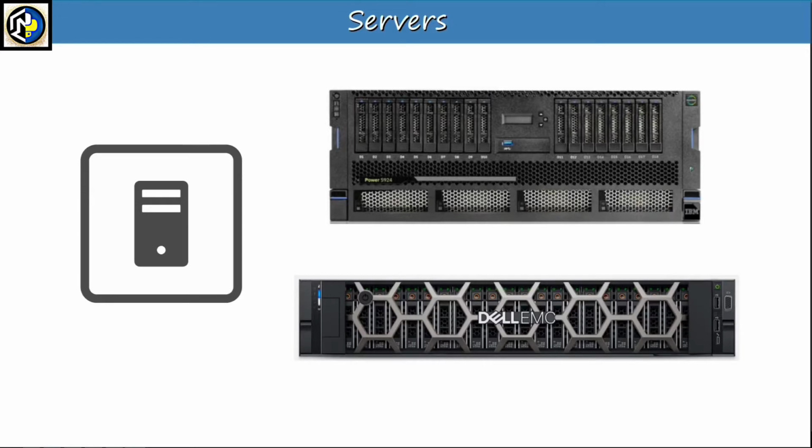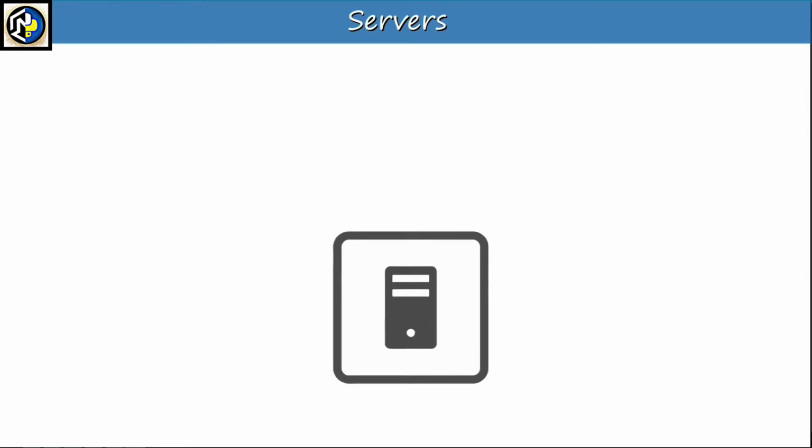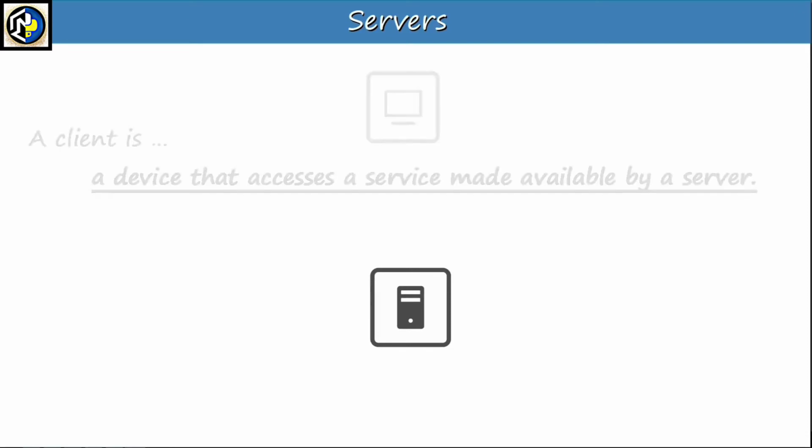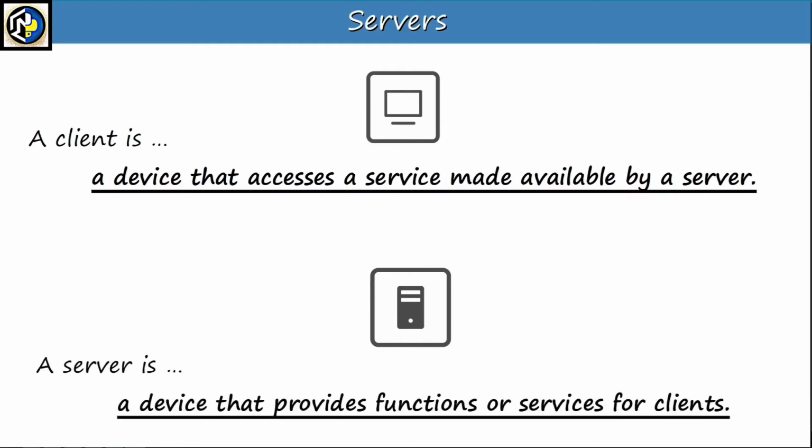How is that possible? Well, let's look at the definition of a client again, and then compare it to the definition of a server. The definition we used for a client was, a client is a device that accesses a service made available by a server. So we can basically reverse that definition to know what a server is. A server is a device that provides functions or services for clients.